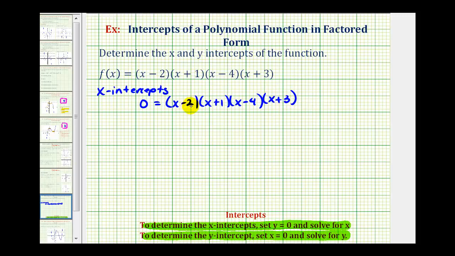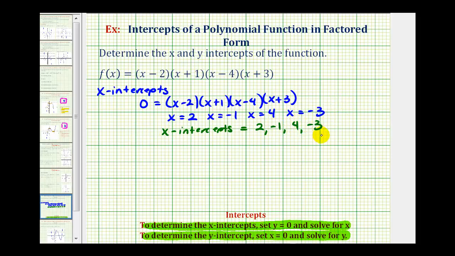So for example, x minus 2 is equal to 0 when x equals 2. x plus 1 is equal to 0 when x equals negative 1. x minus 4 is equal to 0 when x equals 4. And x plus 3 is equal to 0 when x equals negative 3. So these x values represent our x-intercepts. Technically, we shouldn't leave it in this form because these equations actually represent vertical lines. So we can say the x-intercepts equal 2, negative 1, 4, and negative 3.